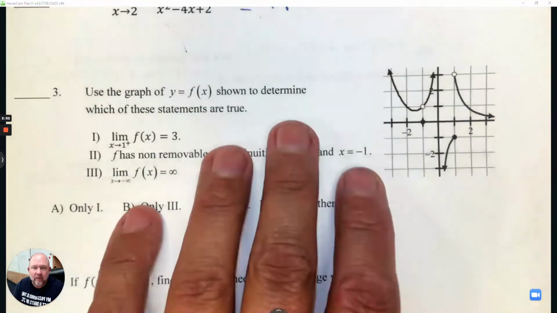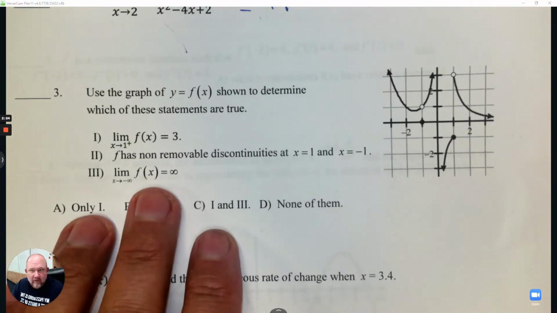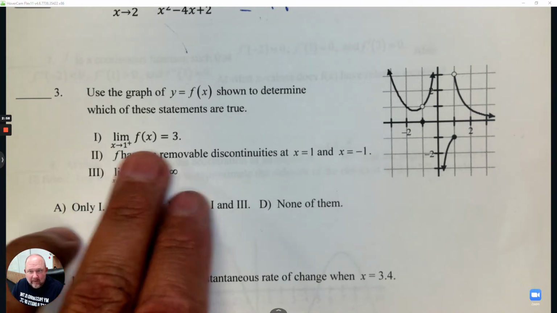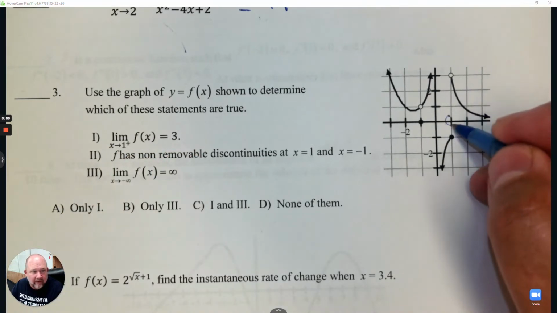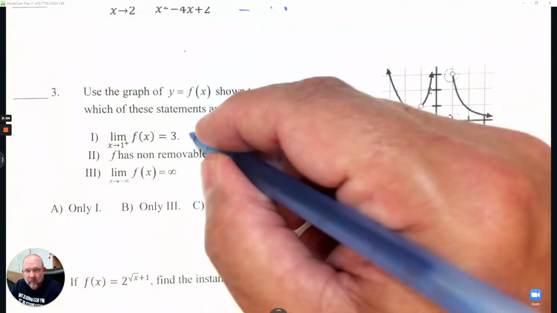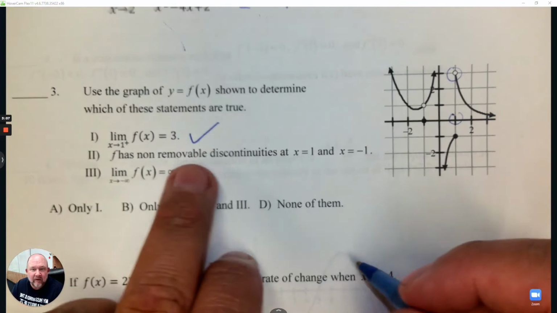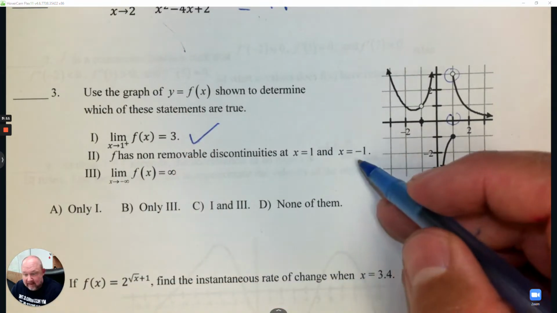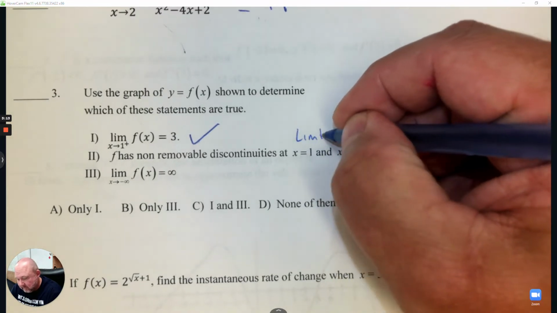Use the graph at the right to determine which of the following is true or false. The limit from the right at 1 is equal to 3. So I find where 1 is. From the right, the answer is actually 3. It works. The function has non-removable discontinuities at x equals 1 and -1. That means the limit does not exist.